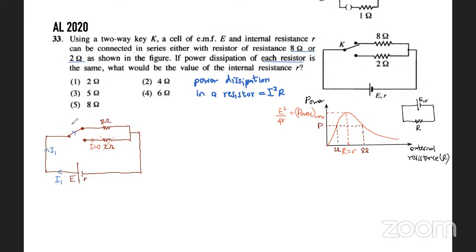What are we supposed to find out? Okay, we are supposed to find out the internal resistance. Current I1 is flowing now through 8 ohm. Remember, I1. 2 ohm is not going to work. So, a few things. Number one, power dissipation of 8 ohm. What is the equation? It's going to be I squared R, and in this context it's going to be I1 squared into 8, because it's 8 ohm. Then finally we can say 8 I1 squared.